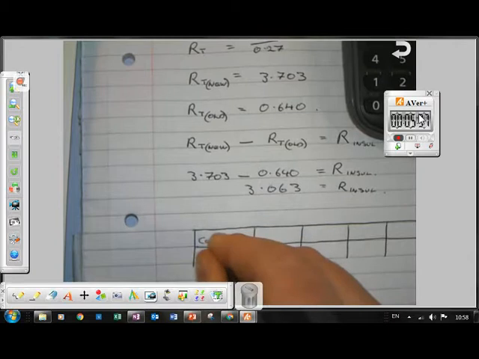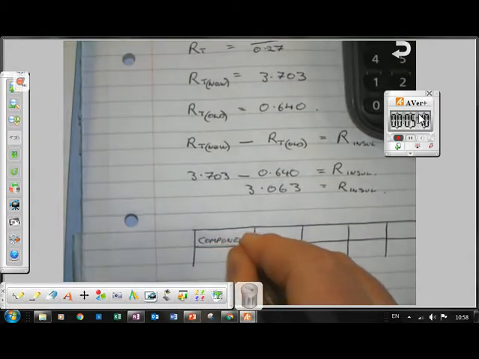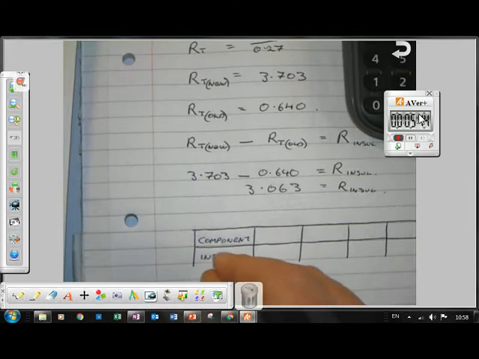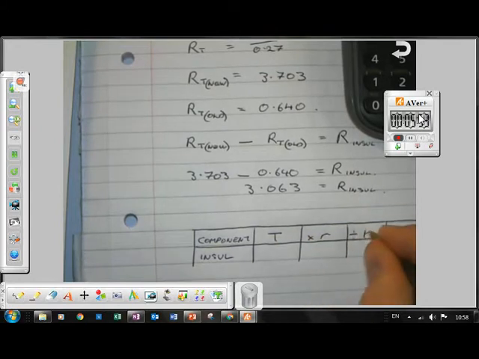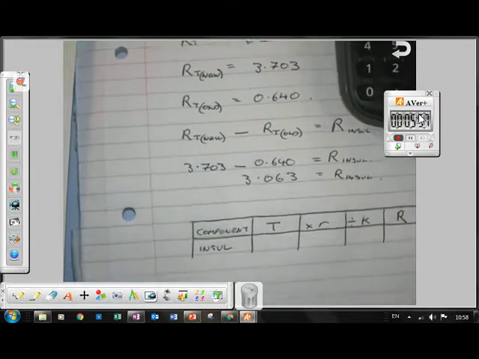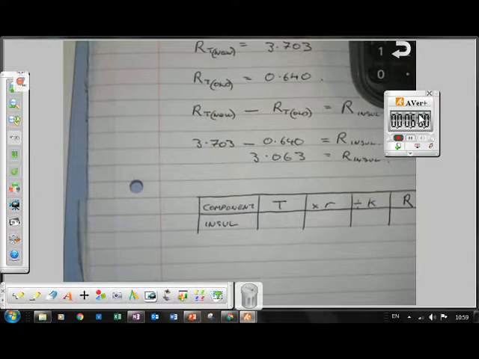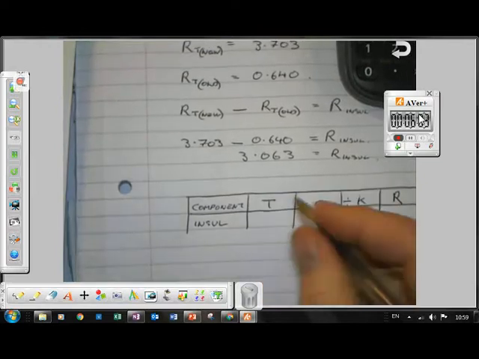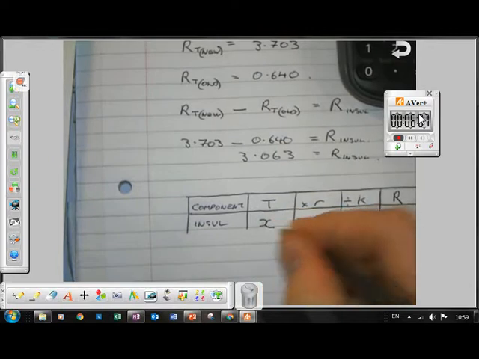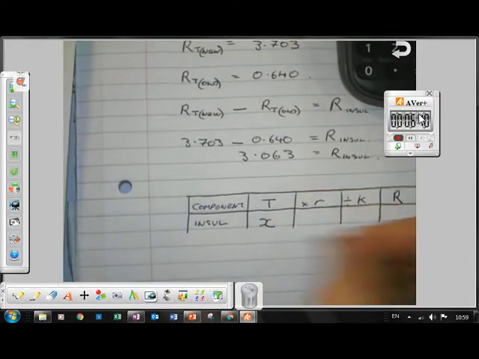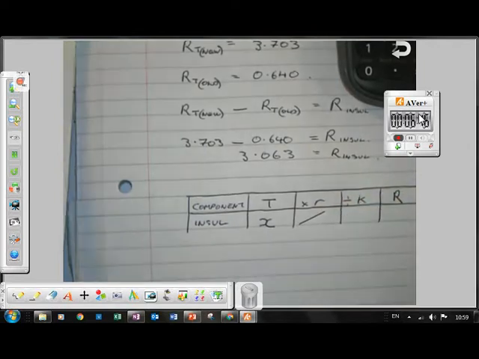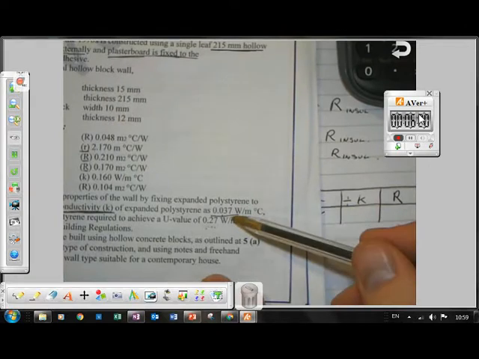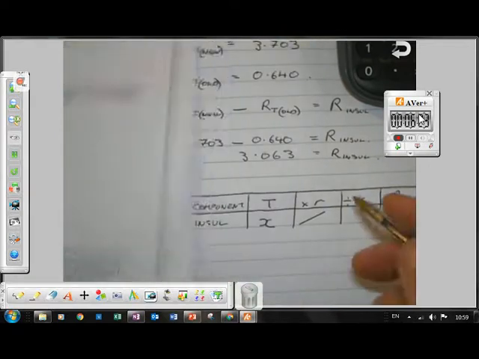So the first column is component, and this time the component is just the insulation. Then the thickness we're looking for, multiplied by small r, resistivity, divided by K, conductivity, and capital R, resistance. Now we're going to fill out our table. For thickness we don't know, so we put in an X. It's a small bit of algebra to work it out. We're not given resistivity in this question, but we are given the conductivity of the expanded polystyrene, so we write this into our table.